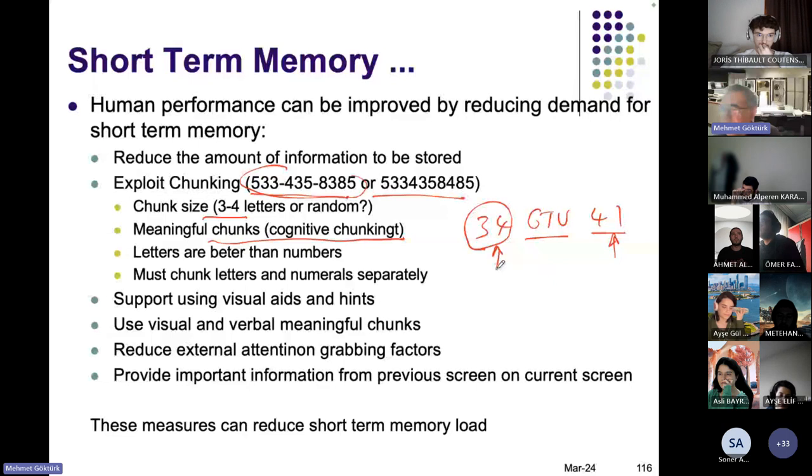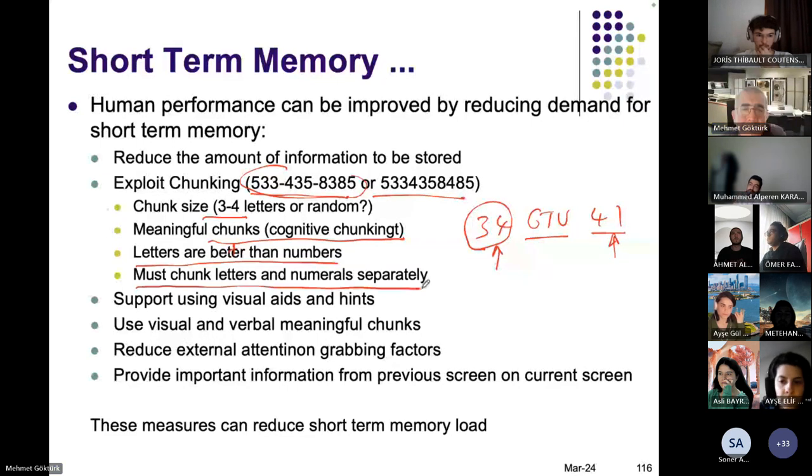Letters are usually better than numbers. If you chunk, try to chunk letters and numerals separately. From time to time, in two-factor authentication mechanisms, do you use two-factor authentication? The answer is yes. When using two-factor authentication, people send codes. Some genius programmers send mixed letters and numbers, uppercase, lowercase, as two-factor authentication codes.